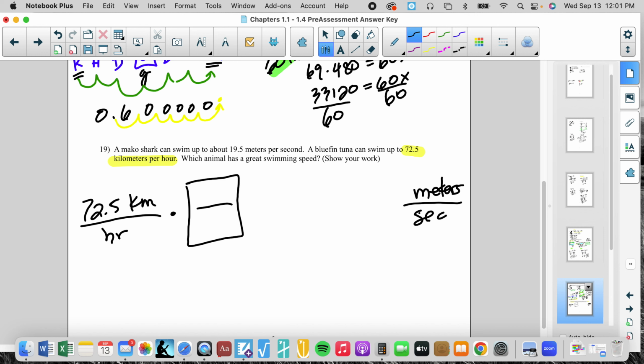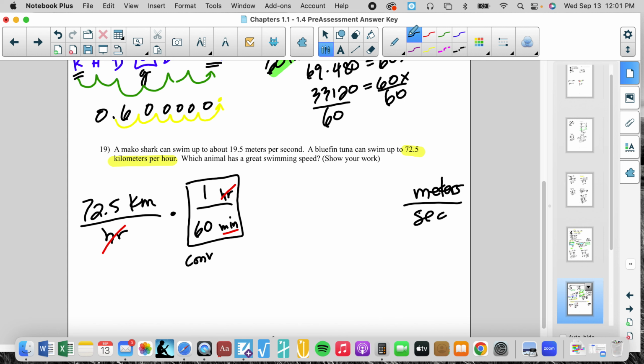So I have to write a conversion box. My first conversion box is going to get rid of the hours. Can I go hours to seconds? No, I don't know how many seconds are in an hour, but I do know hours to minutes. If I want to cancel this hour in the denominator, my conversion box needs an hour in the numerator, because that's how they're going to cancel. So I'm going to go hour to minutes first, and I know 1 hour is equivalent to 60 minutes. So I am currently out of hours and I'm in minutes.